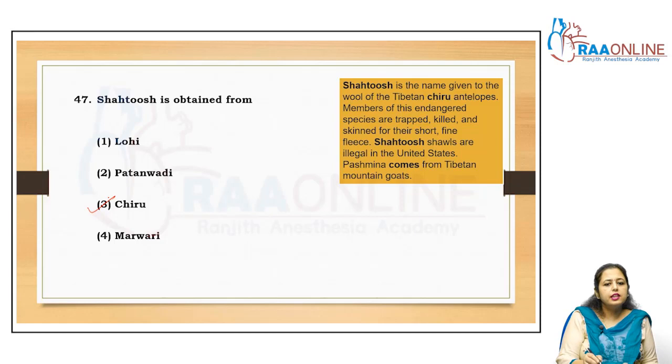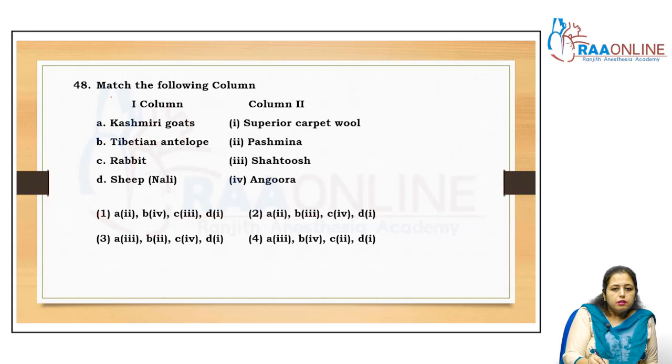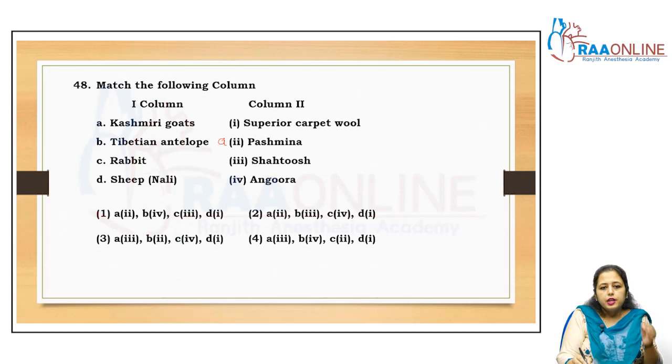Come to the next. Match the following columns. Kashmiri goat, that is pashmina. Right, pashmina is obtained from the Kashmiri goat. Tibetan antelope is related with shahtoosh. Rabbit is angora wool. And the sheep Nali is the breed that gives superior carpet wool. Right, so D is 1, A is 2, 3 and 4 are cancelled, B is 3. So the answer is 2, right?